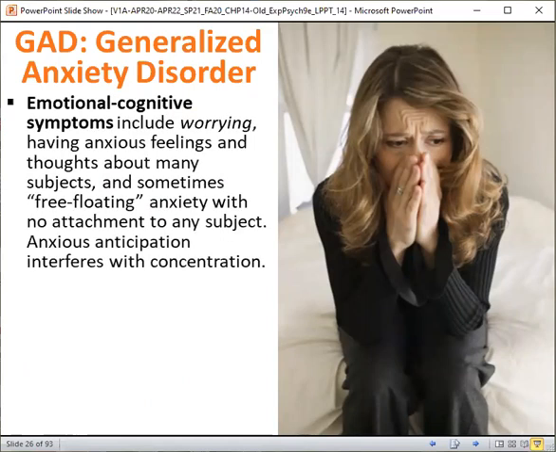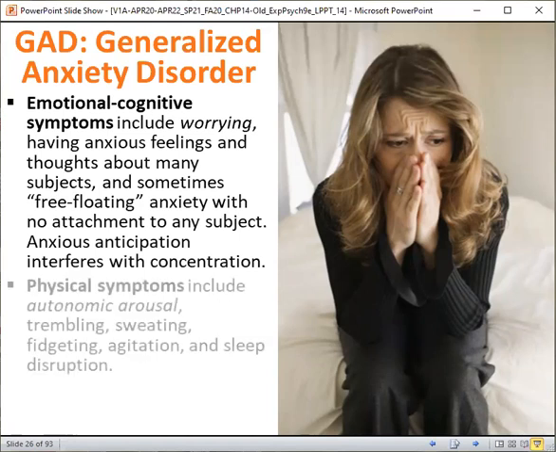It has emotional and cognitive symptoms including worrying, having anxious feelings and thoughts about many subjects, and sometimes this free floating anxiety with no attachment to any subject. You're just anxious. You have this anxious anticipation, and it interferes with concentration. It's like you're walking around all day with a big axe hanging over your head, about ready to drop at any moment, and you can't escape it.